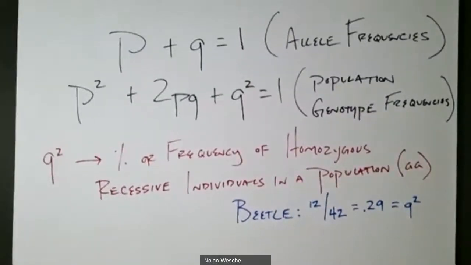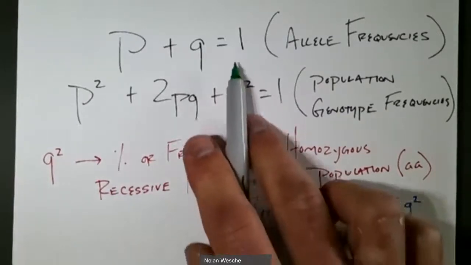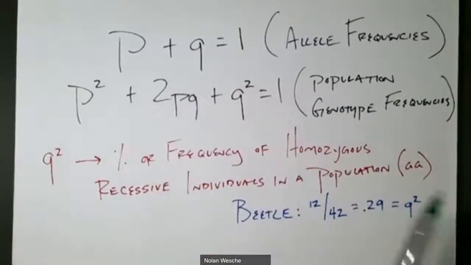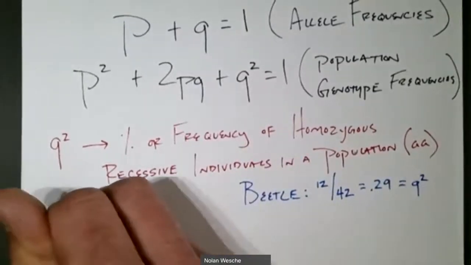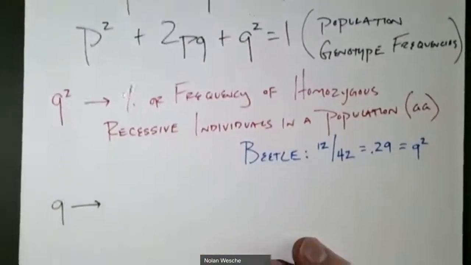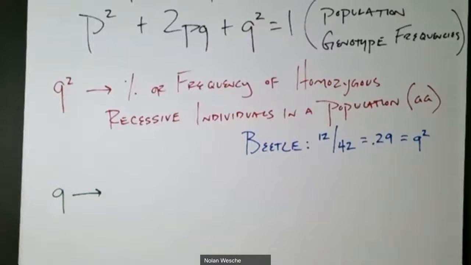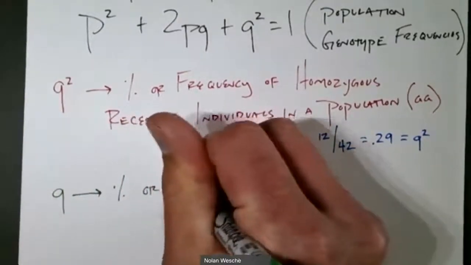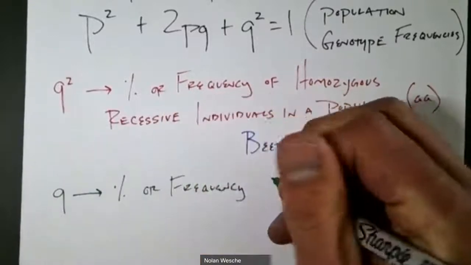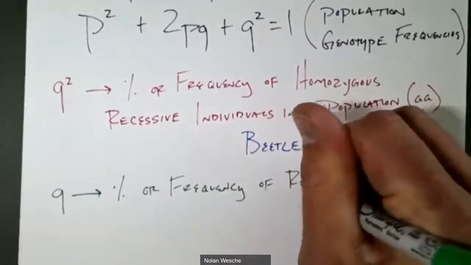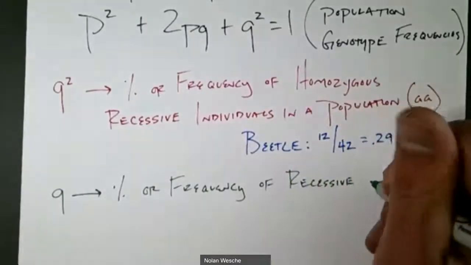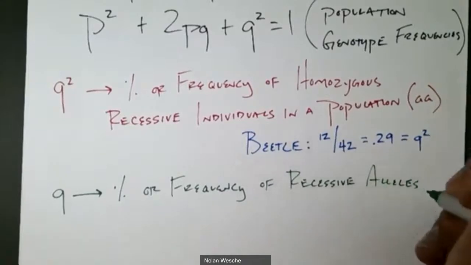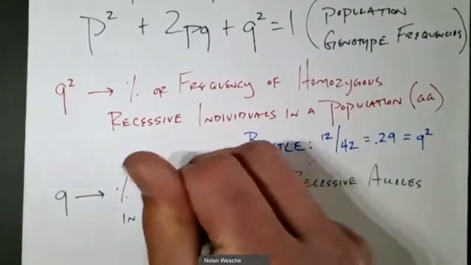So from there, I can do some rearranging. I have Q squared, so I can use that to find Q. All I have to do is square root it. So I'm going to be able to figure out what Q is now. And Q is going to be the percentage of a's I have in my gene pool. What percentage of recessive alleles in my gene pool? So it's going to be the percent or the frequency of recessive alleles in a gene pool.